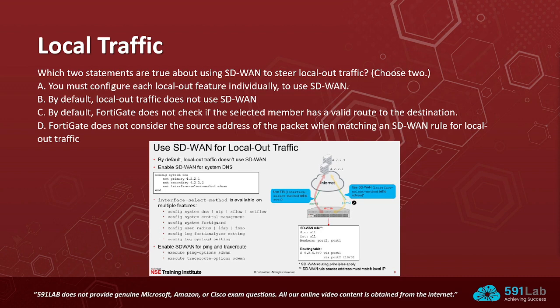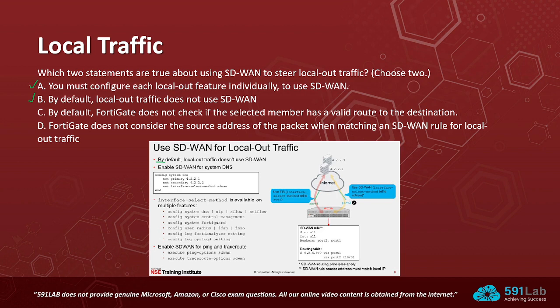If we take a look at our options, the first one is you must configure each local out feature individually to use SD-WAN. This one is correct. As you saw in the picture, this is part of the concept. The next one is by default, the local out traffic does not use SD-WAN. As you saw there in the picture, this one is about the concept too. So our letter A and letter B are our answers, but let's see the other ones.